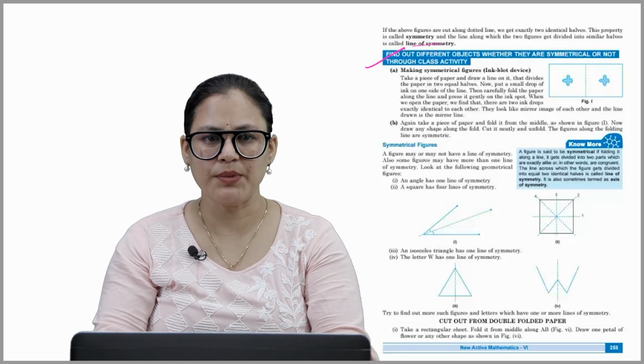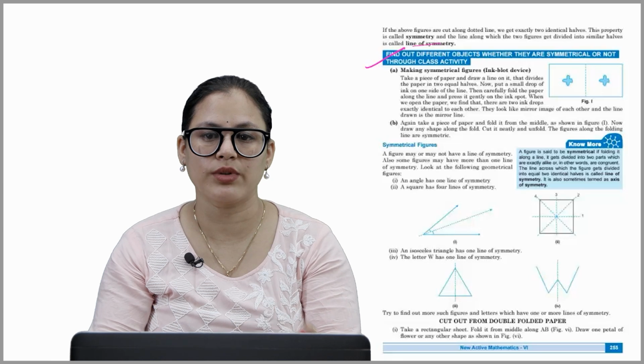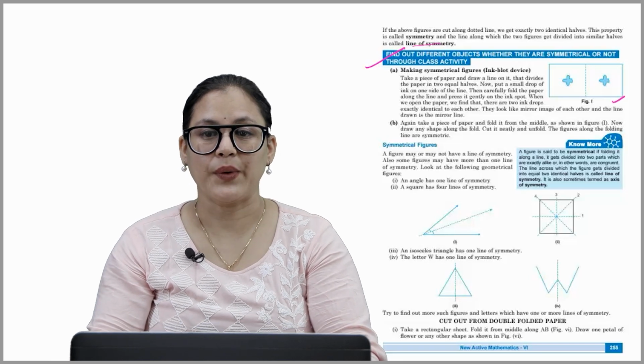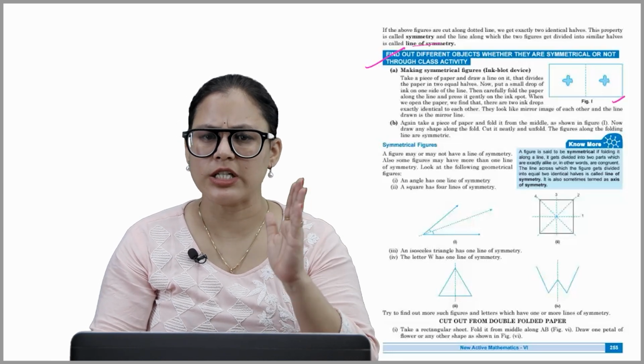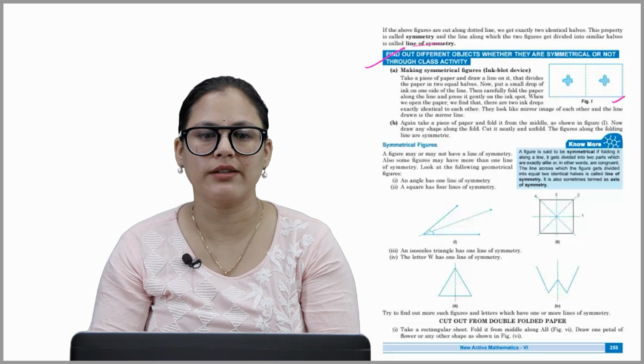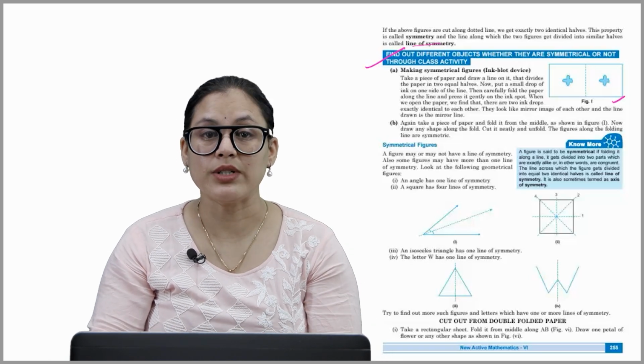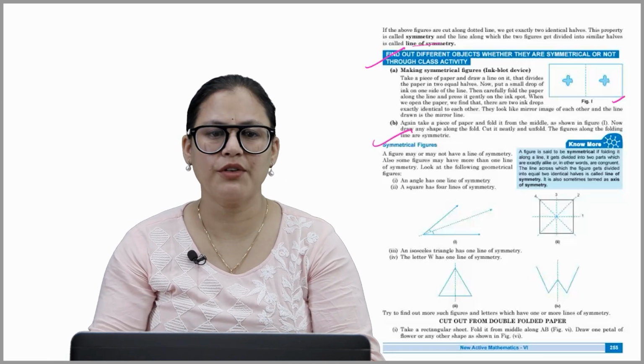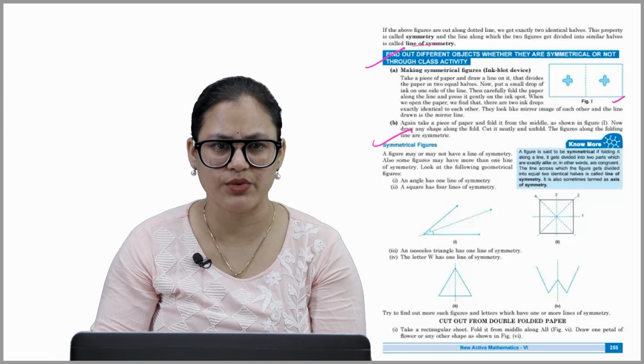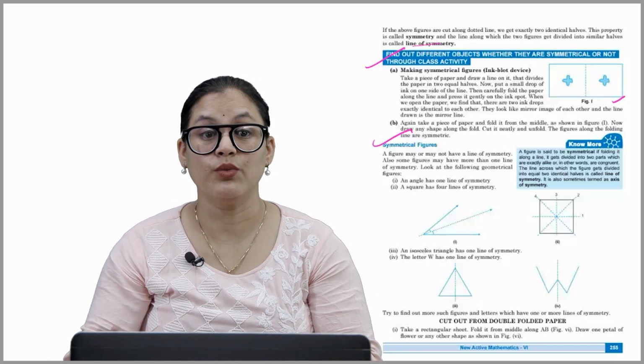B. Again, take a piece of paper and fold it from the middle as shown in figure 1. Now draw any shape along the fold. Cut it neatly and unfold. The figures along the folding line are symmetric. Symmetrical figures: a figure may or may not have a line of symmetry. Also, some figures may have more than one line of symmetry.